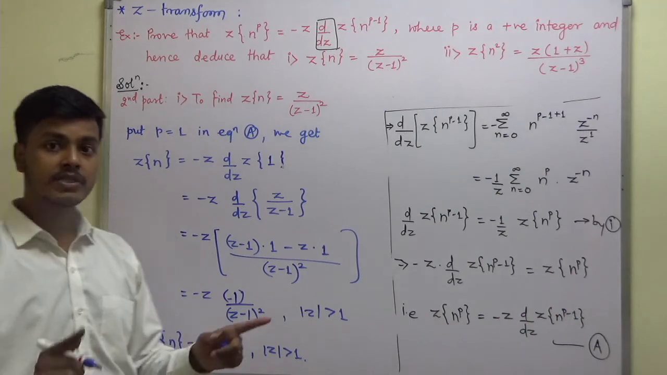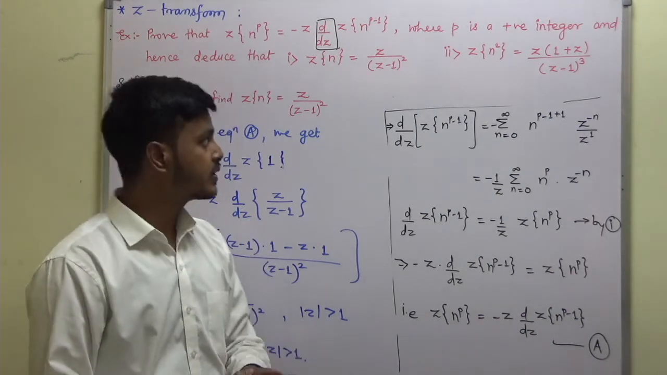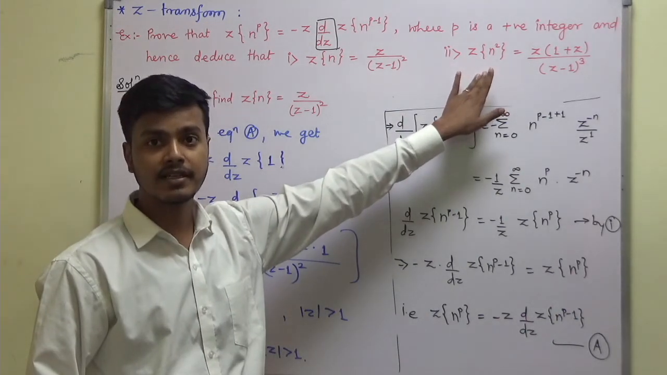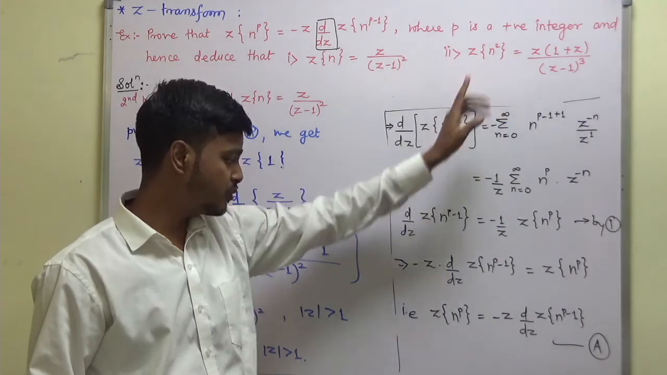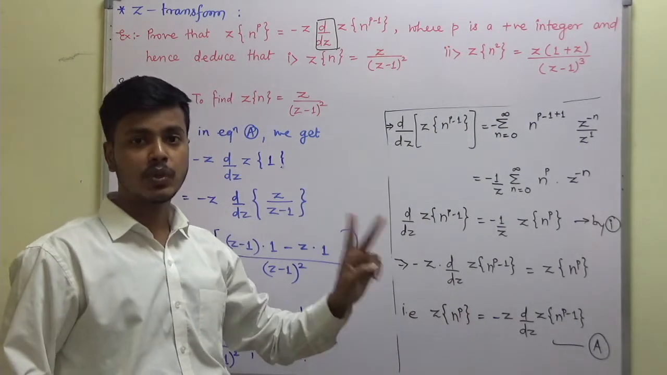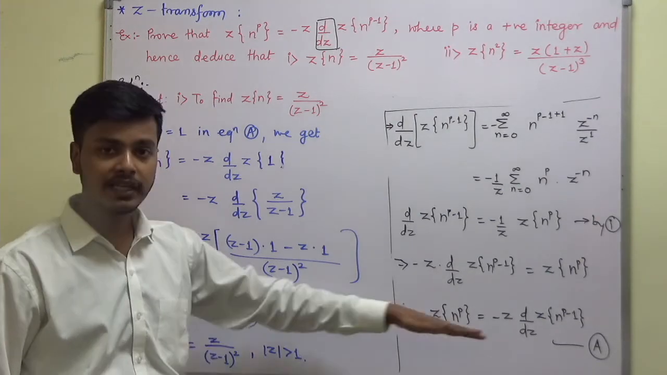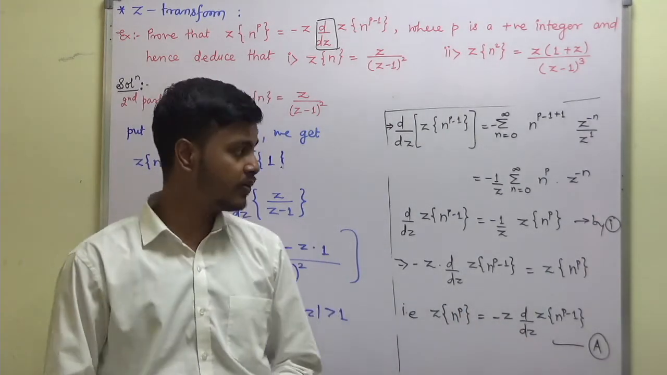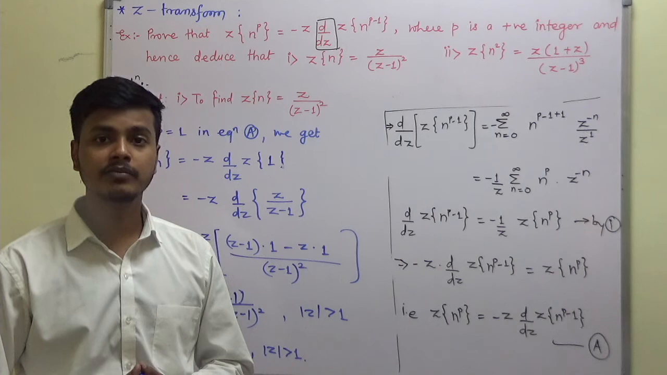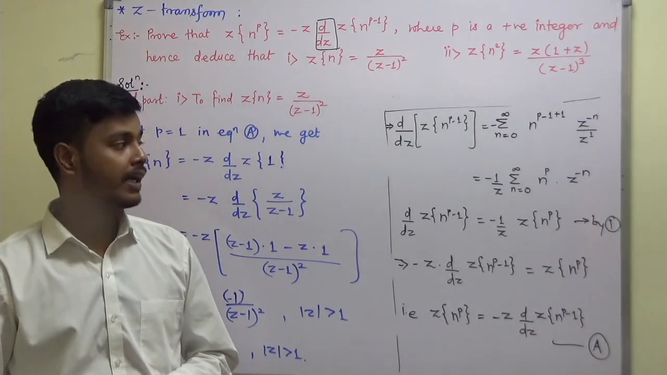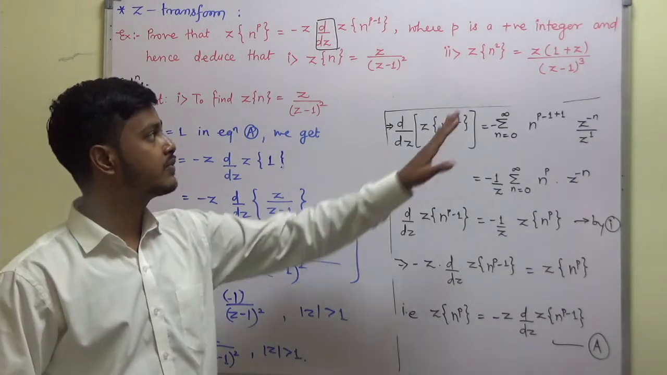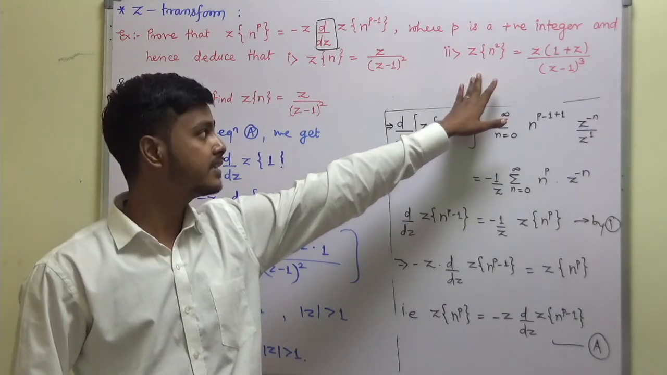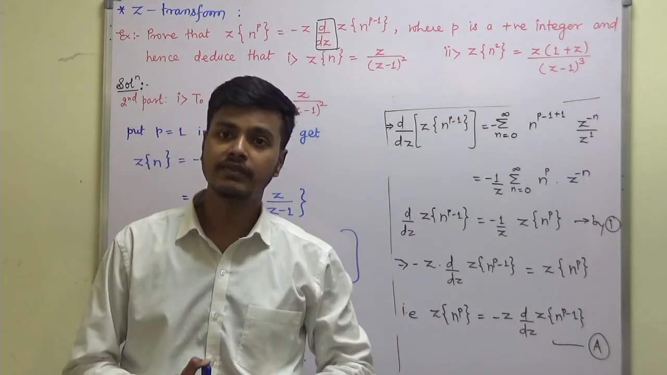Now it's your task to deduce the second result. What you need to do is you just need to put p is equal to 2, and accordingly you have to solve. So I hope this problem is clear to you, and you have to do the second part, and this is what we have in this learning video.